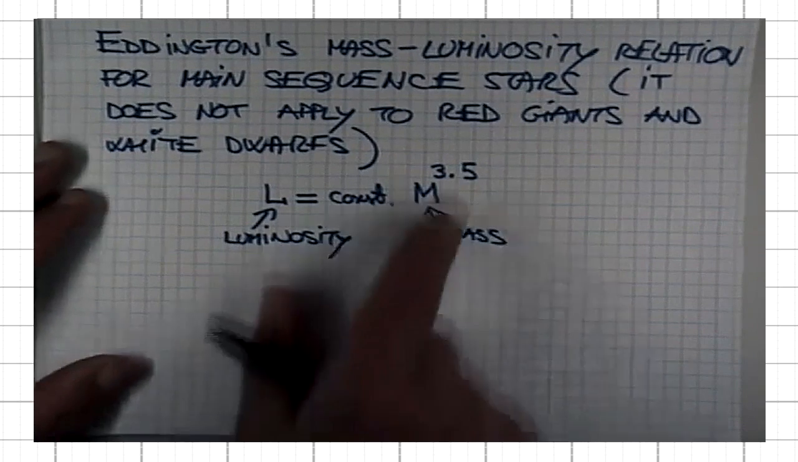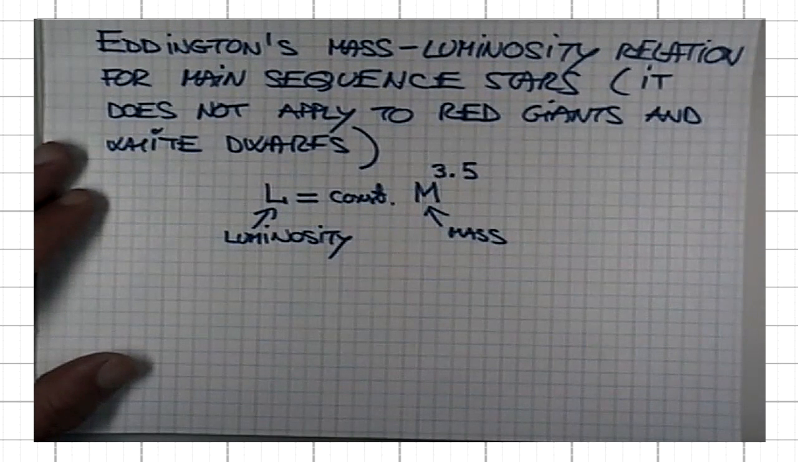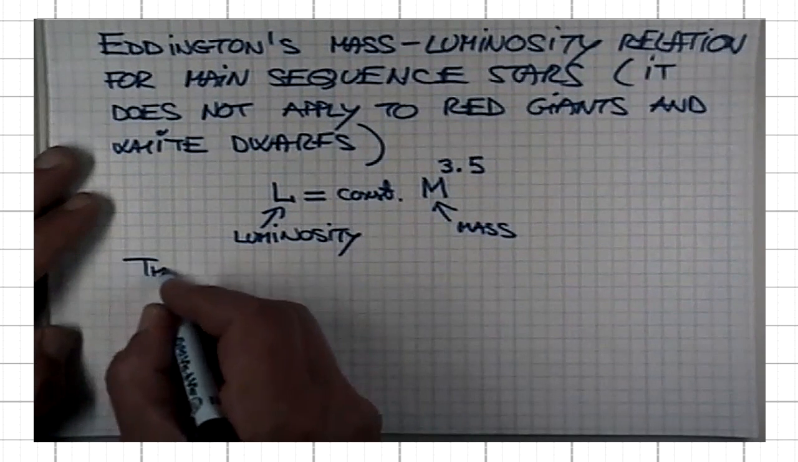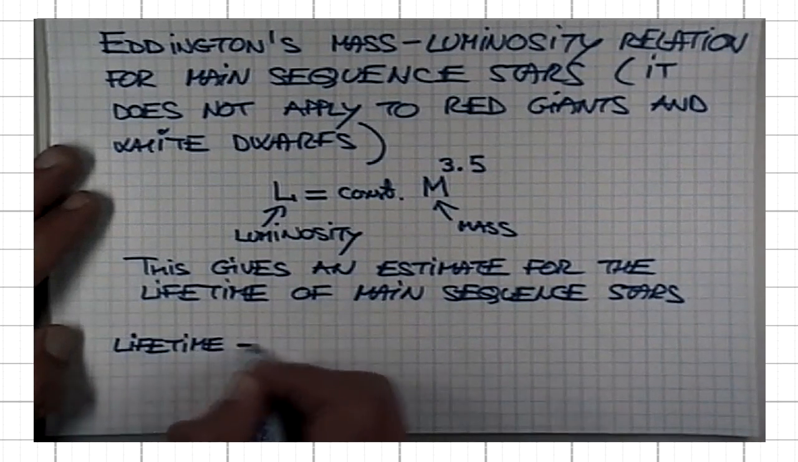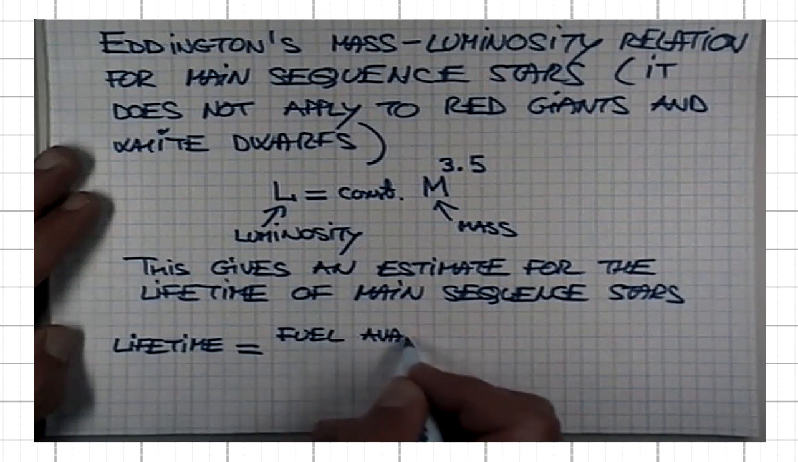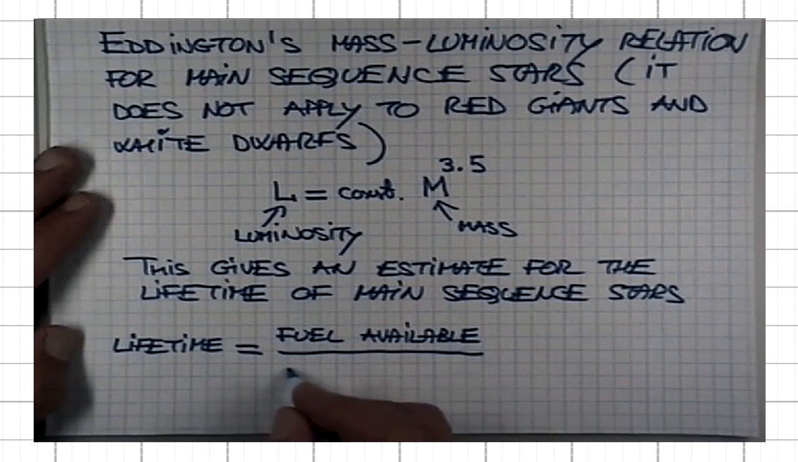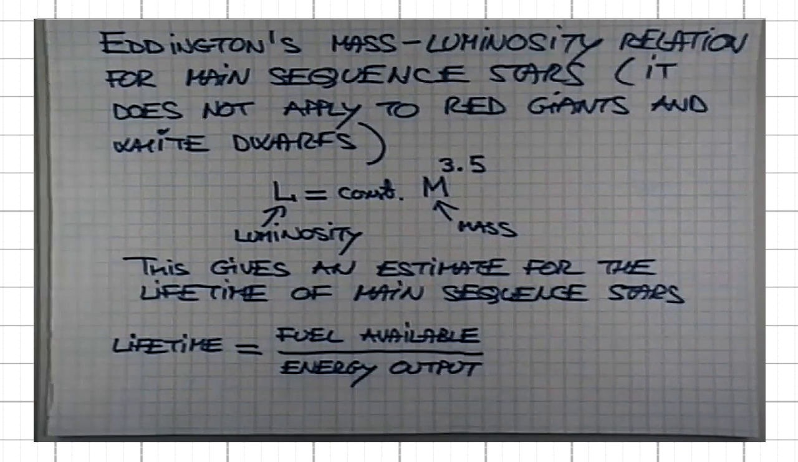Now, with this relation, we can actually get an estimate for the lifetime of a main sequence star. As I've discussed before, lifetime is basically given by the fuel available to a star, and is inversely proportional to the energy output of the star, right? Just like with a car, you can drive longer if you have a bigger tank and you don't speed, you don't burn the gasoline at a high rate, right? Then you can cover the longest distance. The same is true here, right?